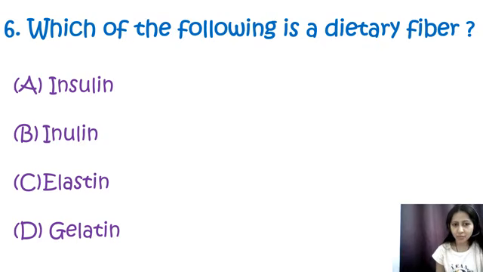Question number 6. Which of the following is a dietary fiber? So options are insulin, inulin, elastin and gelatin. So over here my correct option will be B, that is inulin. Inulin is a type of dietary fiber which is basically found in various plants. This inulin has various health benefits also. It can improve our digestive health, it can help in controlling diabetes, and it aids in weight loss. Whereas insulin, elastin and gelatin are not examples of dietary fiber. So option number B is correct.